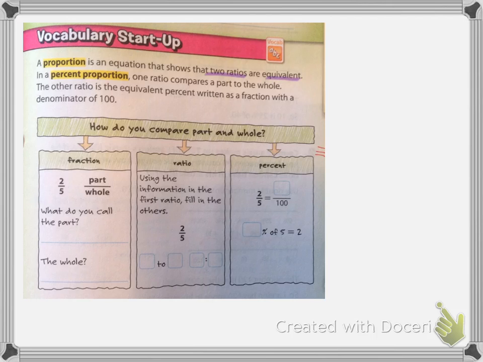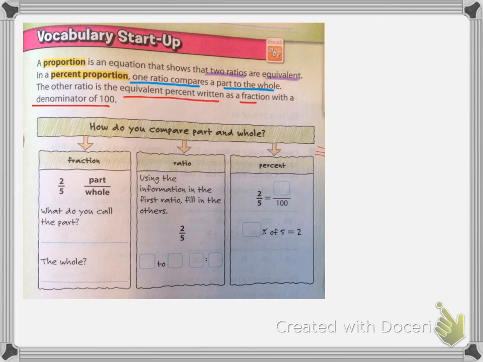On 155, it says, for vocabulary setup, that a proportion is an equation that shows two ratios are equivalent. A percent proportion, one ratio compares a part to the whole. The other ratio is the equivalent percent written as a fraction with a denominator of 100. So we went ahead and underlined the important information here. And then it says, how do you compare part and whole?